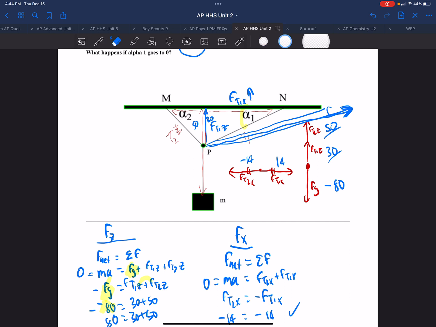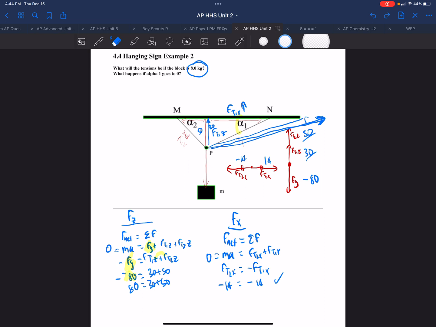So as we make that angle smaller and smaller, Ft1x gets larger and larger. Ft1z has to stay the same size. And so for Ft1z to stay the same size, the overall Ft has to get larger and larger. When the angle goes to 0, that would imply that the tension, this force, has to be infinity, which is just simply not possible. So the bottom line is, it's not possible to make this angle go to 0. It's not possible to make alpha 1 go to 0.